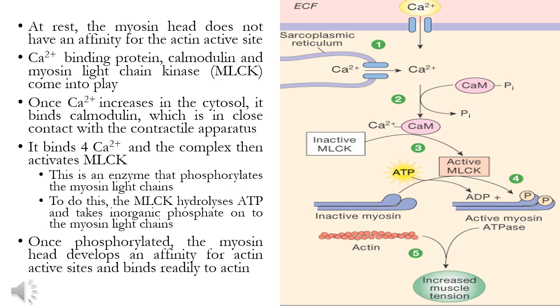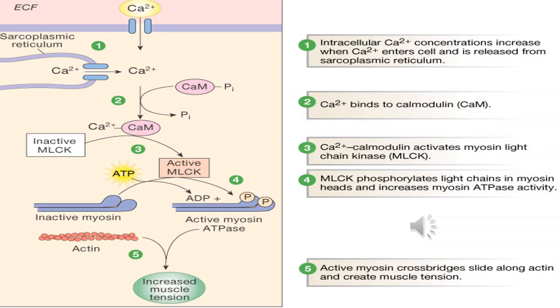So the active MLCK is going to cleave ATP and phosphorylate the myosin. Once it phosphorylates the myosin, specifically the myosin light chain, which is the one that makes the myosin heads move, we see that it is ready to bind to actin. And once it is ready to bind to actin, binding can then take place, and there's an increase in muscle tension, which is also known as contraction. So let's go through this again step by step.